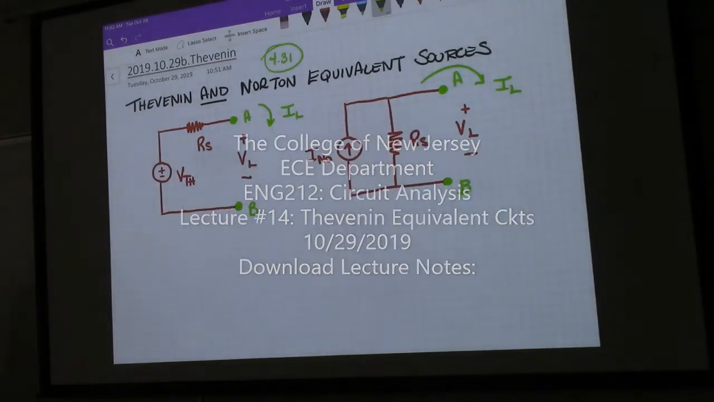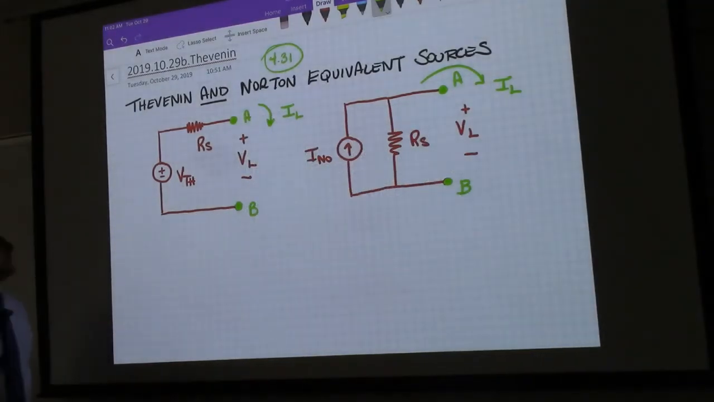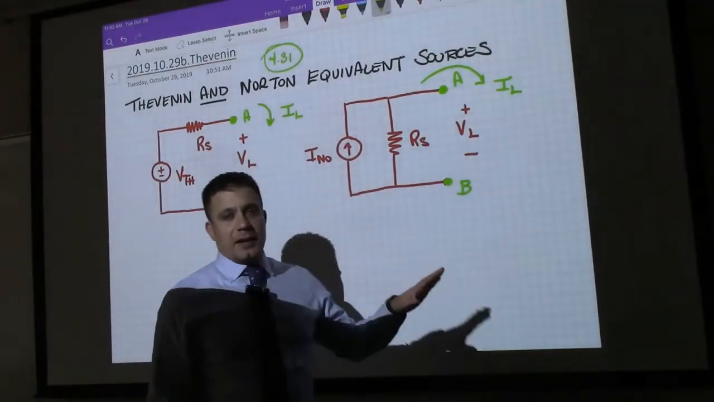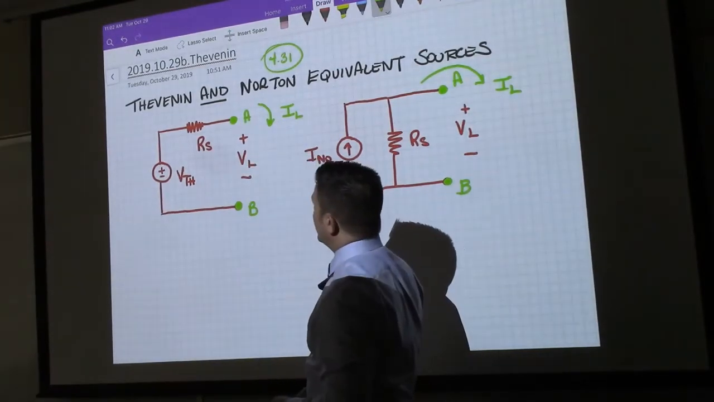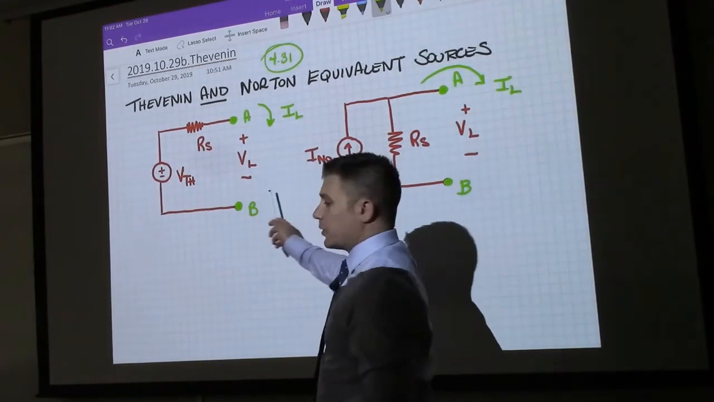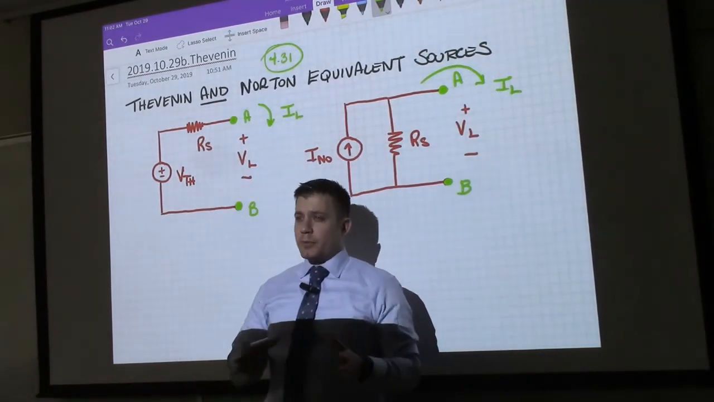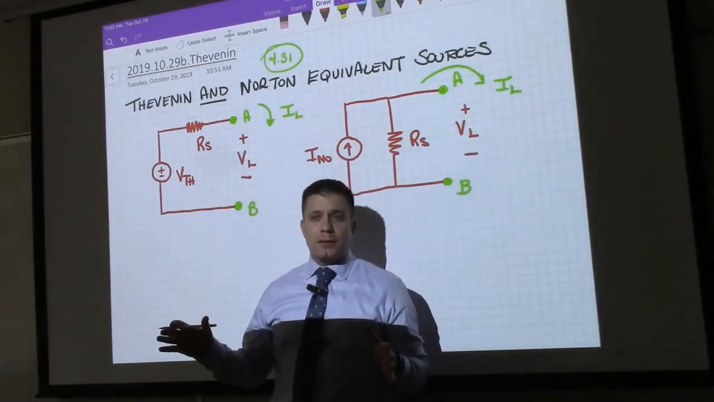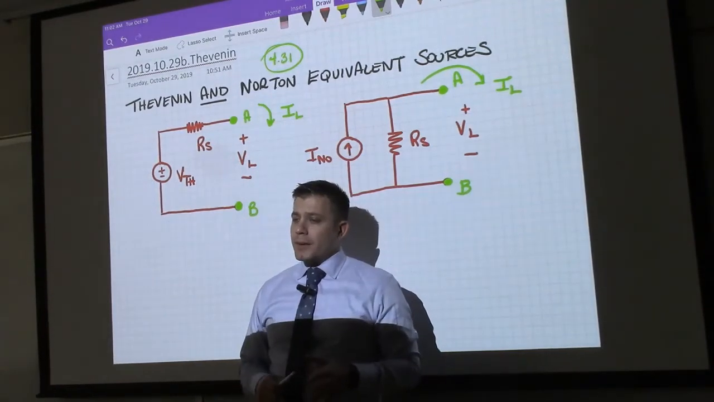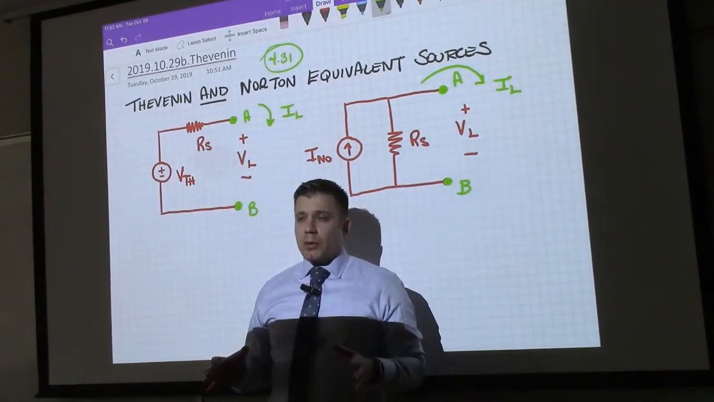All right. So, what are we going to be talking about today? We're going to be talking about Thevenin and Norton equivalent sources, which are shown behind me here. This is chapter 5 in the book, so we're still moving pretty linearly through the book. So what are Thevenin and Norton equivalent sources?